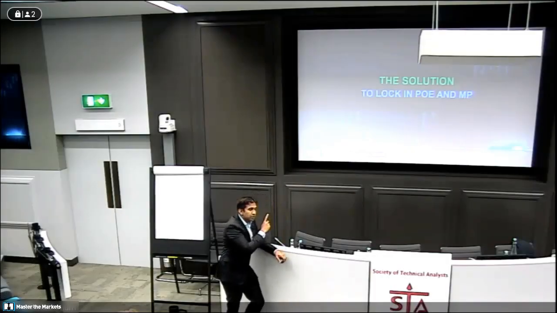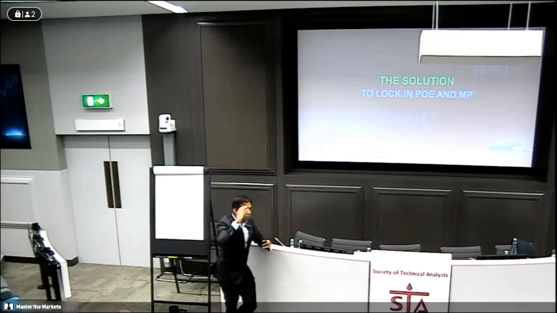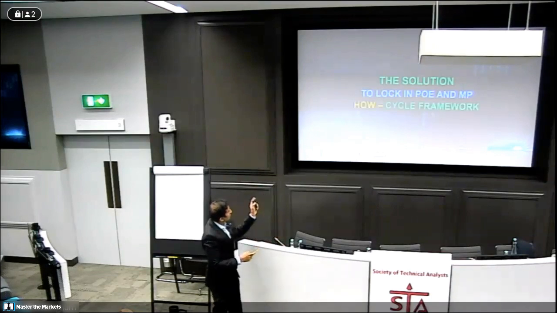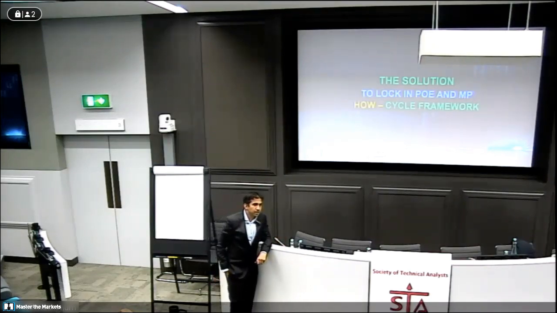Okay, how do I lock in these 2 points in a consistent manner and get a structured framework where I can get stats out of, which I'm going to show you in real time, and which we have then overlaid Gavin's trade guide volume stuff on as well. The way to do it is the how part, and by looking at cycles, is by analyzing the cycle framework.